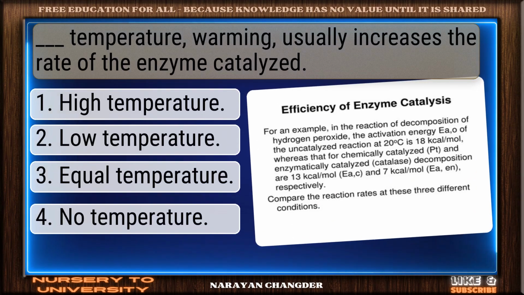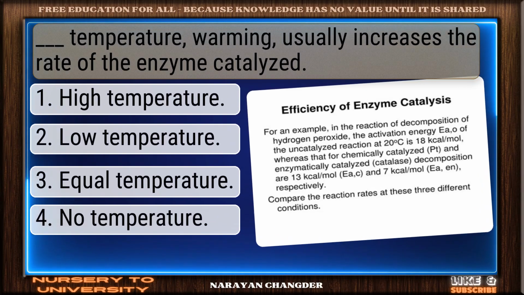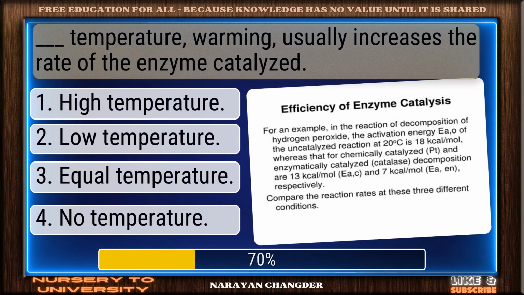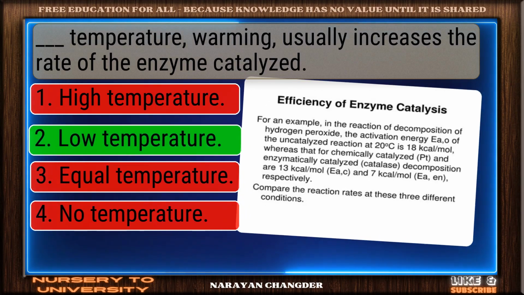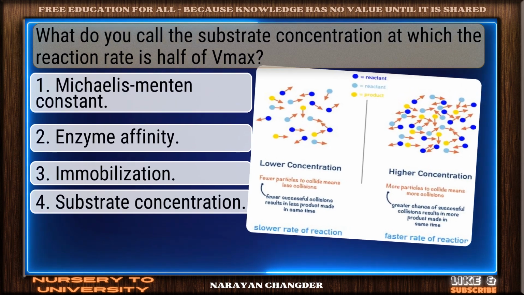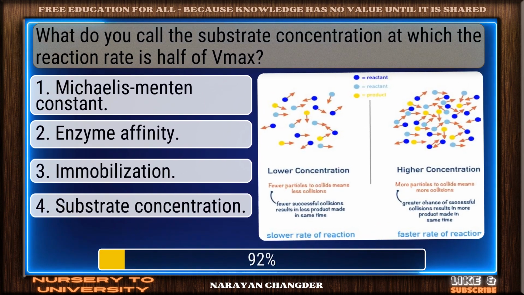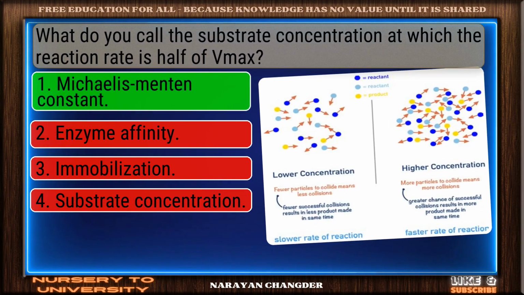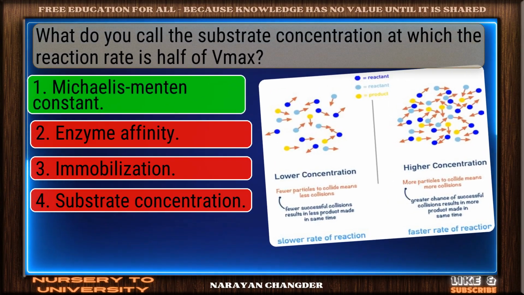Dash temperature, warming, usually increases the rate of the enzyme catalyzed reaction. Excellent. Low temperature is a brilliant choice. What do you call the substrate concentration at which the reaction rate is half of Vmax? Great job. Michaelis-Menten constant is the accurate answer.